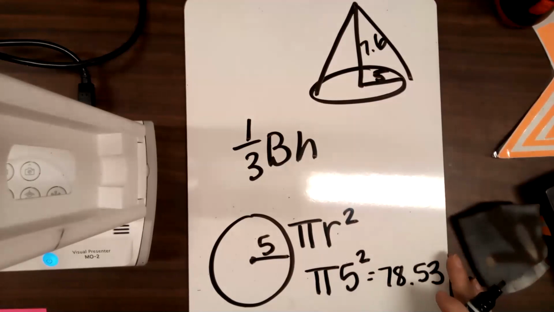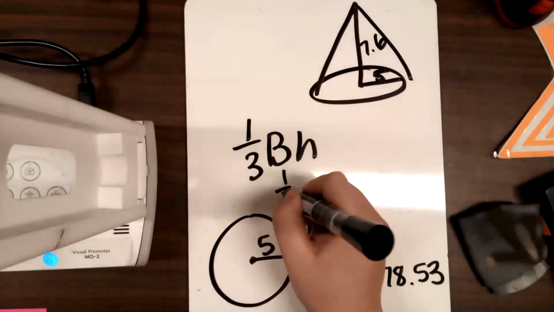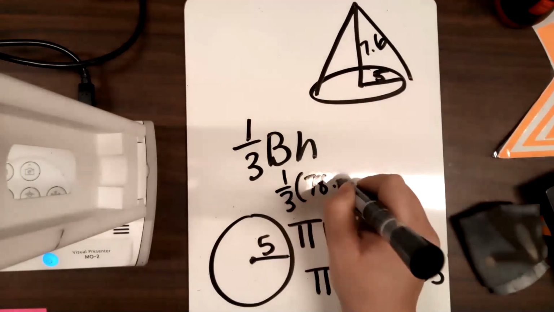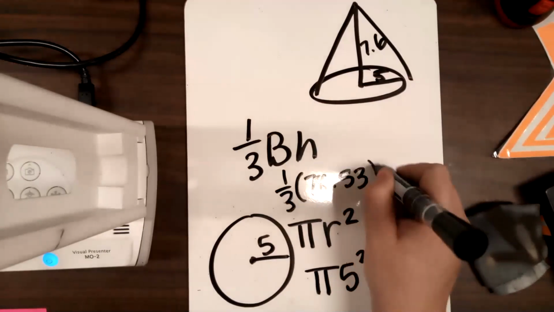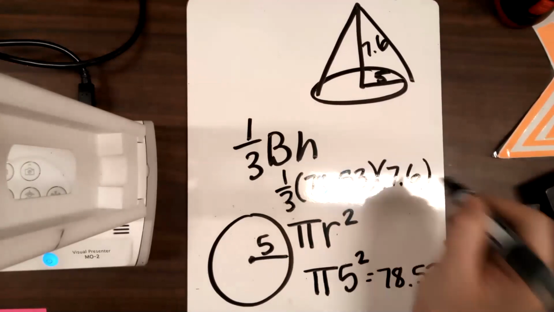Okay, so you should get 78.53, 78.54, depending if you rounded or not. I'm not talking about the final answer. I'm talking about just this part. So then you're going to do 1/3 times 78.53 times my height, which is 7.6.